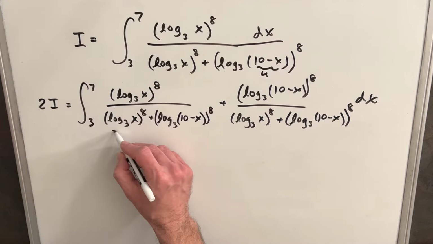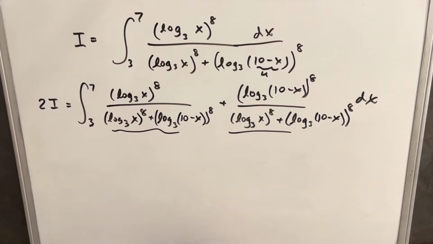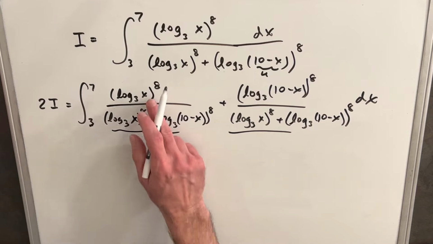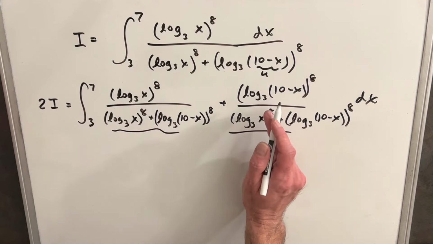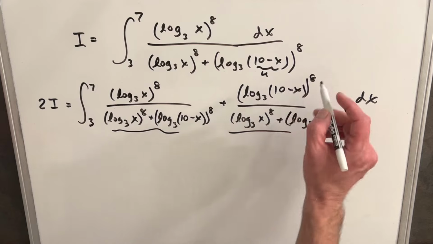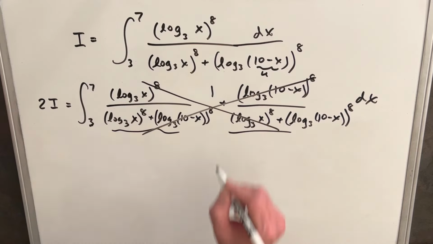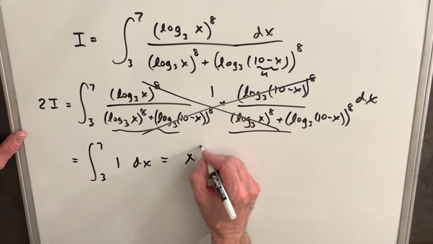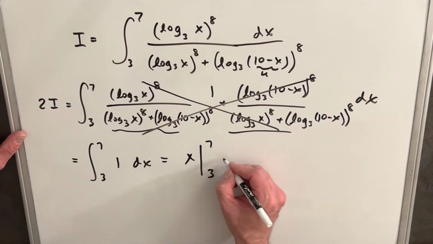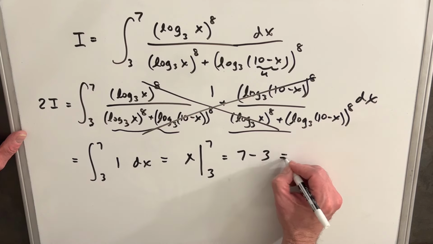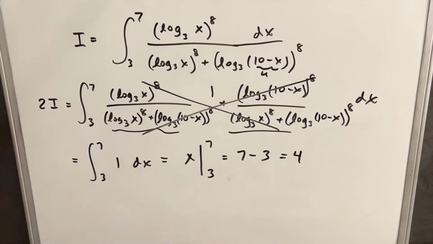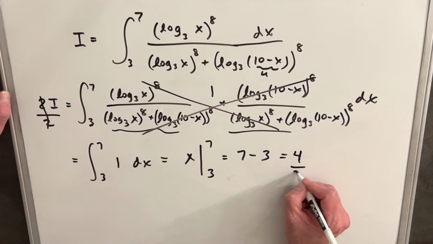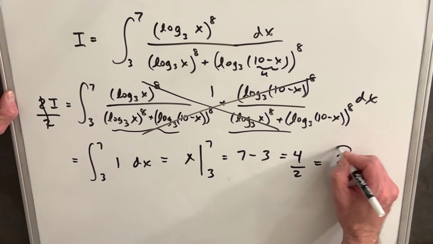Because we have the same denominator, we can just add our numerators. The key to the whole problem really is that when we add our numerators, we end up with the exact same thing that we have in the denominator, log 3 of x to the 8 plus log 3 of (10 minus x) to the 8. So everything cancels, and this thing is just 1. Now we have a simple integral. The integral of 1 is x, evaluated from 7 to 3, which is 7 minus 3, which equals 4. But that's not quite the final answer, because we made two copies, so we divide both sides by 2, and we end up with a final answer of just 2.